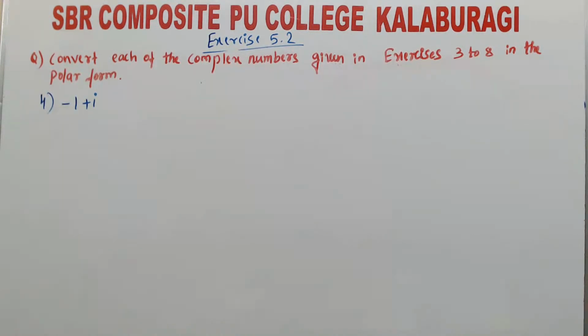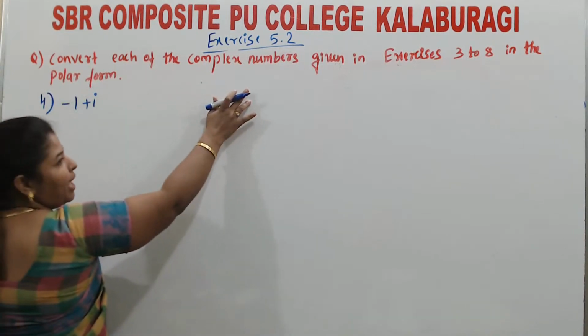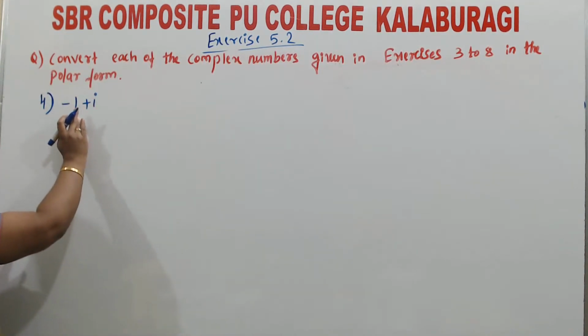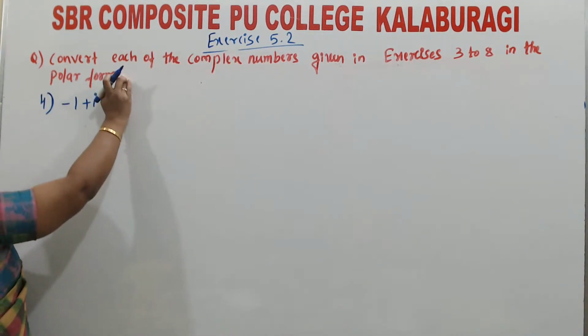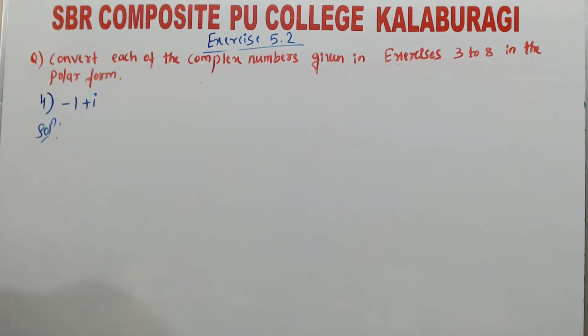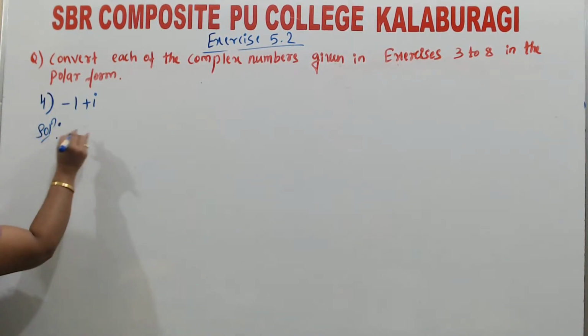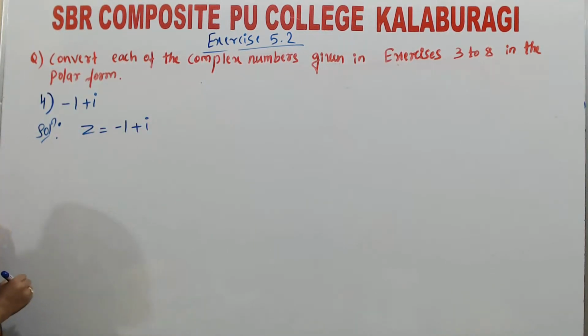Right. We have to write this complex number in polar form. We have to convert this Cartesian form to polar form, right? How do we write the given complex number? The given complex number is z equals minus 1 plus i, right?